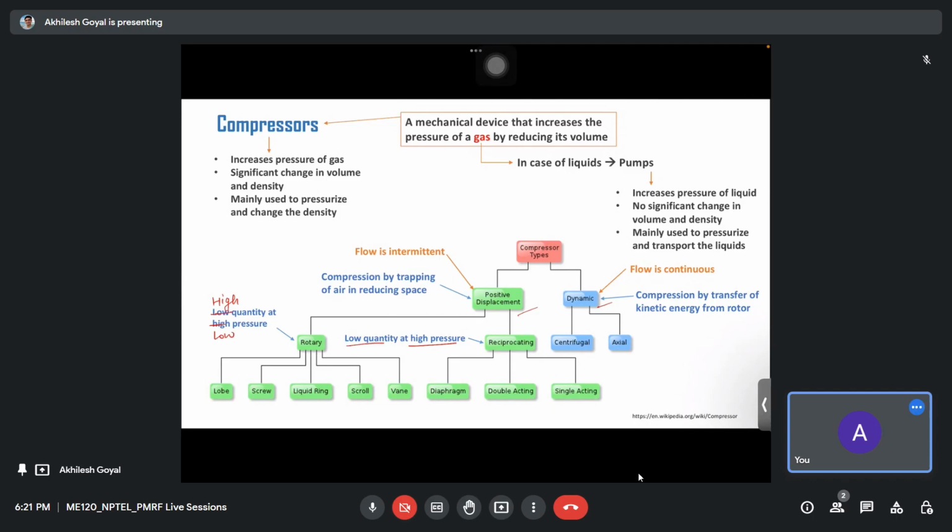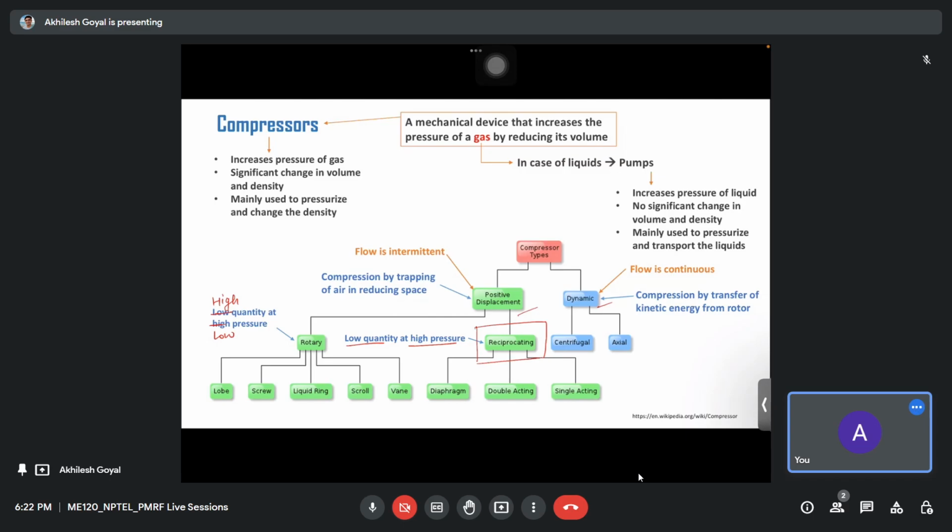Now, as the title suggests, our focus in this chapter is on reciprocating air compressors. So in the next few slides we will talk about reciprocating air compressors.